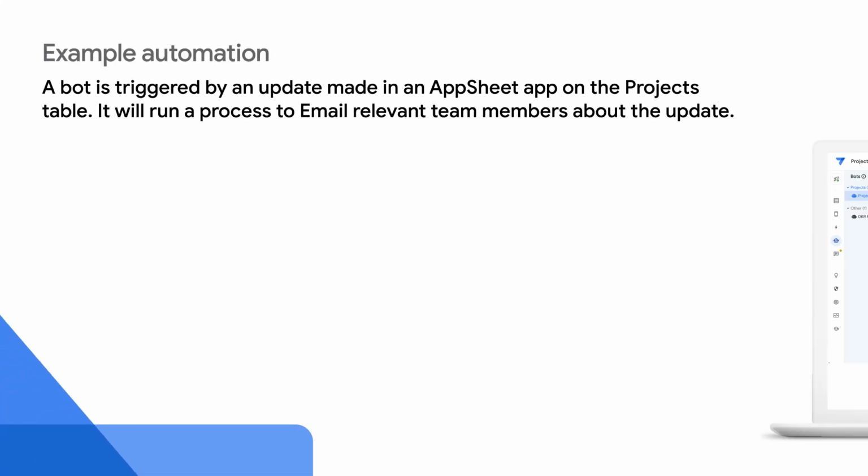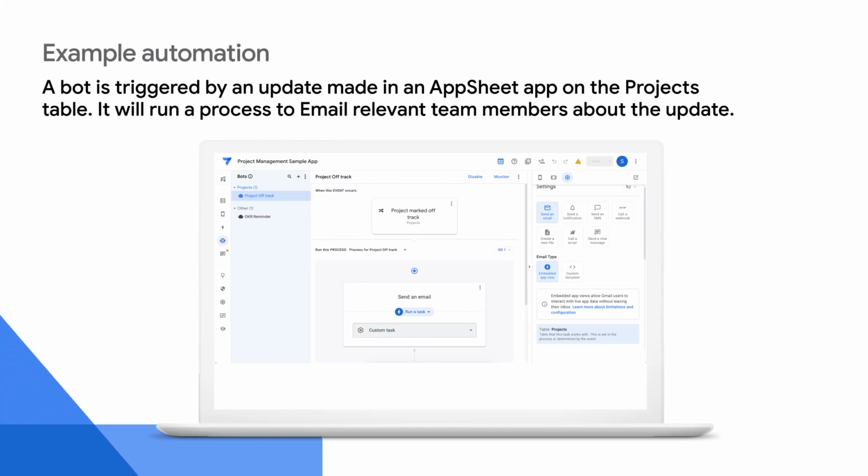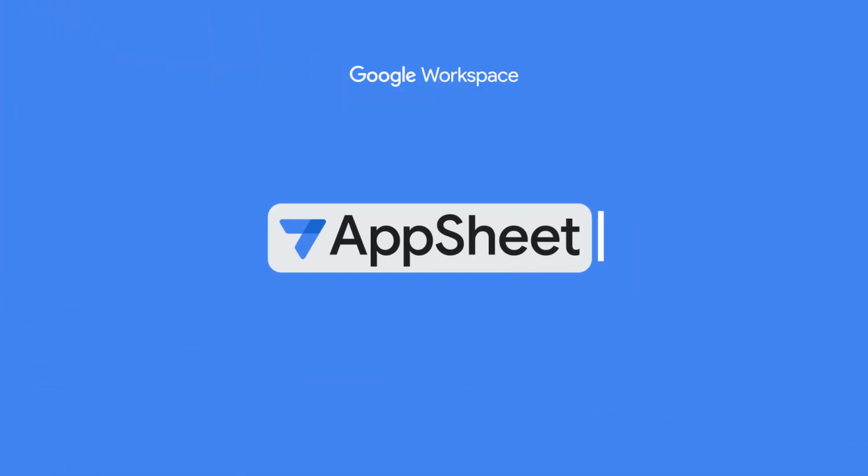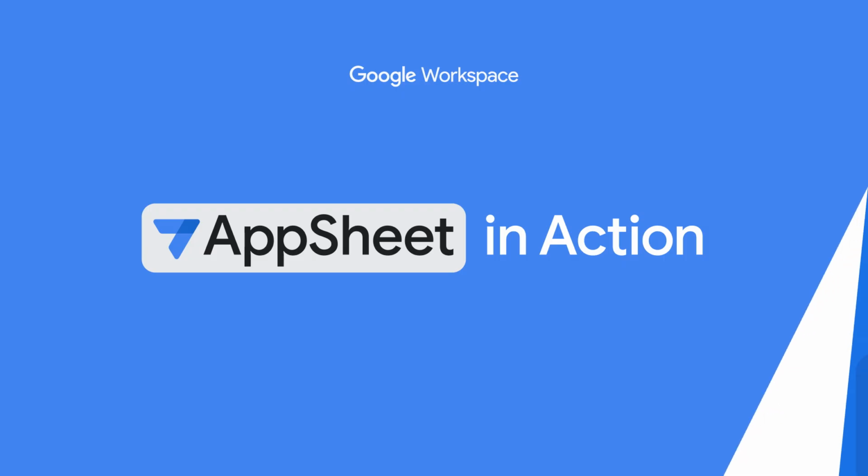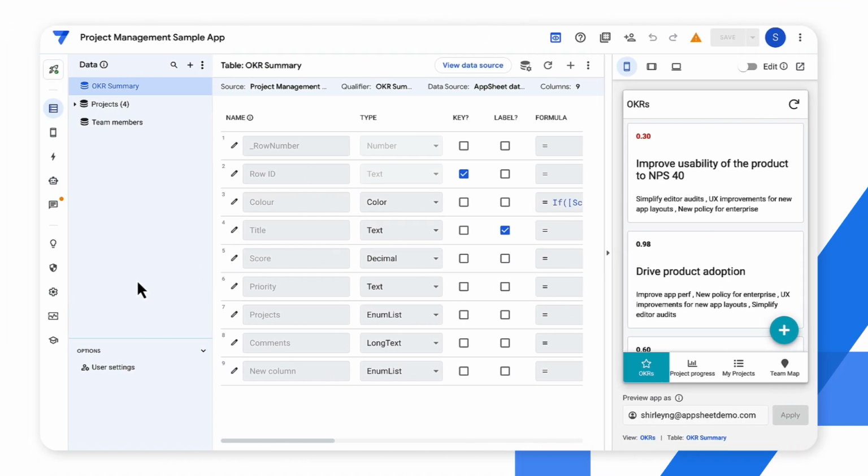Now let's put that all together into an example automation. Here, I have a bot that's triggered by an update that's made in an Appsheet app on the projects table. It will then run a process to email the relevant team members about the update. Let's get into the editor to see how you would create this bot.